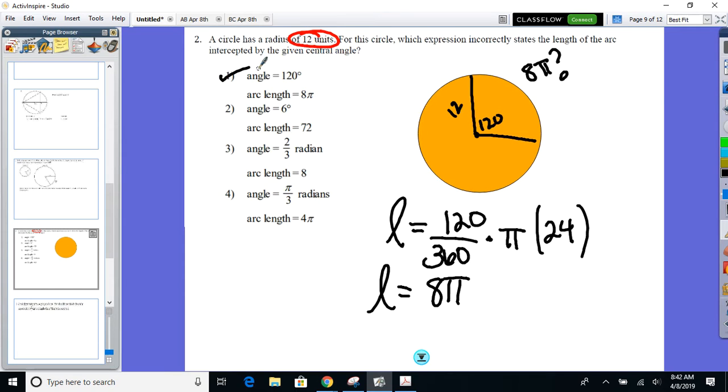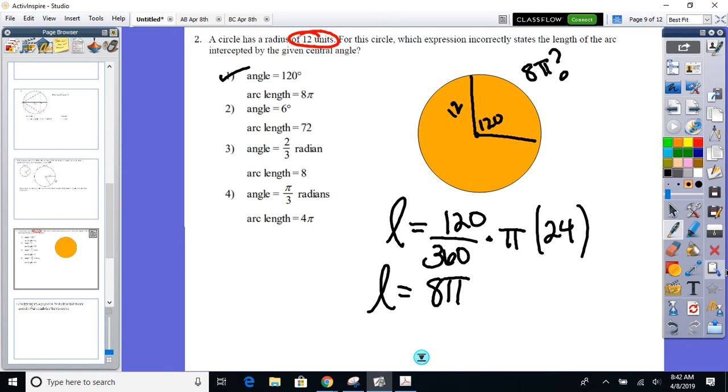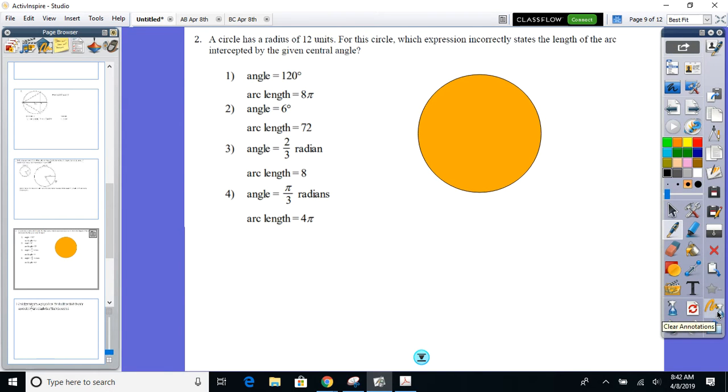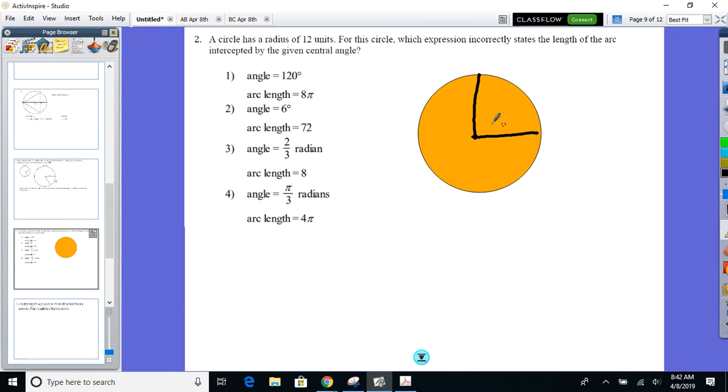All right, that checks. But I'm looking for the one that's incorrect. Everyone good so far? All right, then get rid of that. Now let's go to scenario 2. Now my angle's 6 degrees, not 6 degrees by drawing the scale. 12 for the radius. Will that result in an arc length of 72?